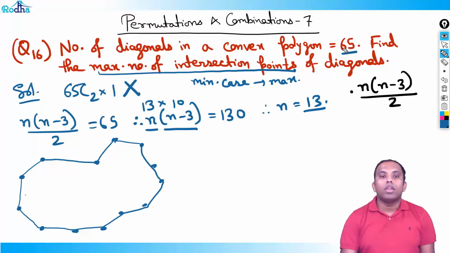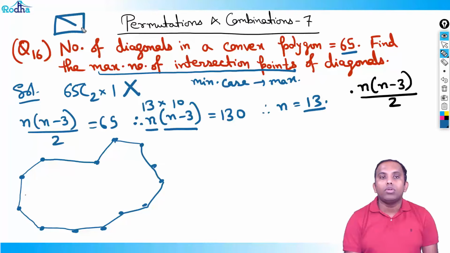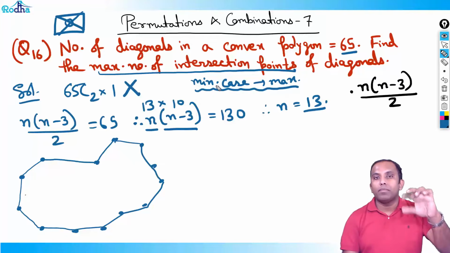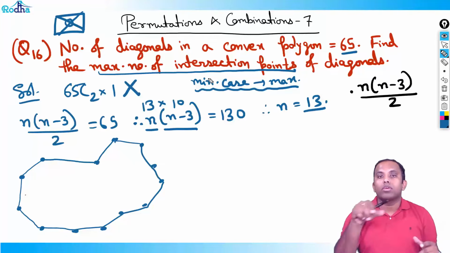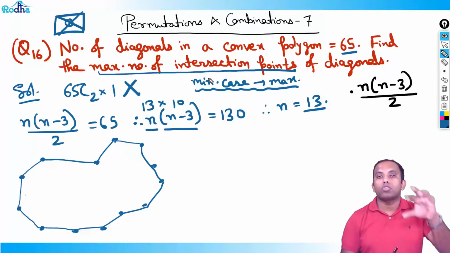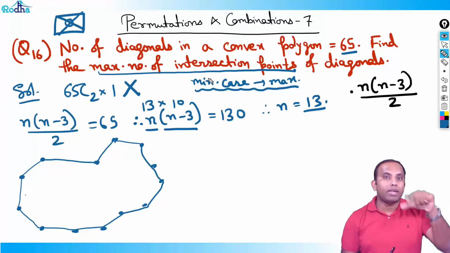We know it. Now, what is the maximum number of intersection points of the diagonals? So I know that the minimum case for diagonals is a quadrilateral. In a quadrilateral, every two diagonals will intersect at one point. So always go to the minimum case and then maximize it for intersection points, right? In circles, what did we do? We need minimum 2 circles. We maximized it. 2 circles will intersect at a maximum of 2 points. In straight lines, what did we do? 2 straight lines, and we maximized it. That means 2 straight lines at maximum will meet at 1 point.